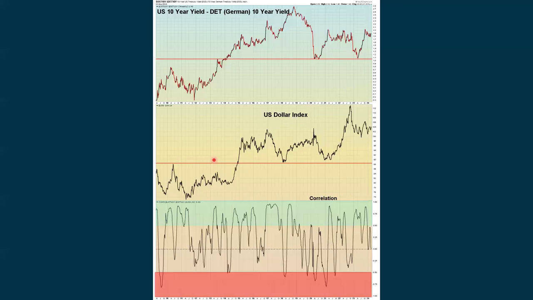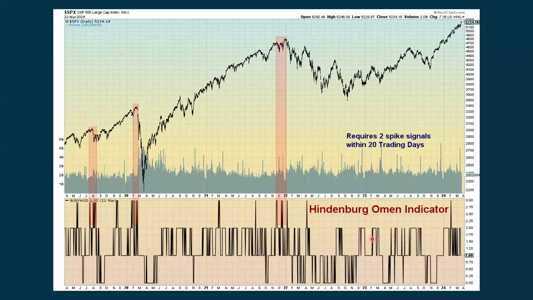Dollar index. But right now, that relationship is pretty much neutral. So we're not really getting any insight from this chart. Then there's a thing called the Hindenburg omen. We had one of these triggered the first part of February. We need to see another spike up here for that to be confirmed. That did not happen within 20 trading days, and there's been no new signal that's been triggered.